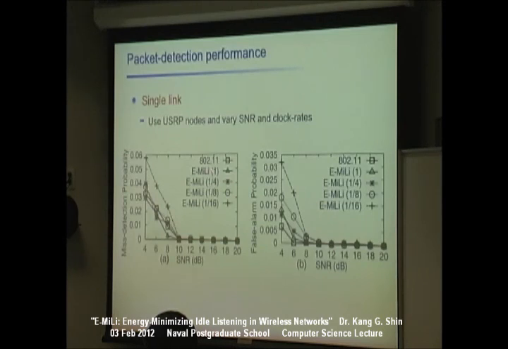Existing Wi-Fi is here, the square right there, right? And you can say similar things for the false alarm. If it's better than 8 dB on the right-hand side, E-MiLi is as good as regular Wi-Fi.